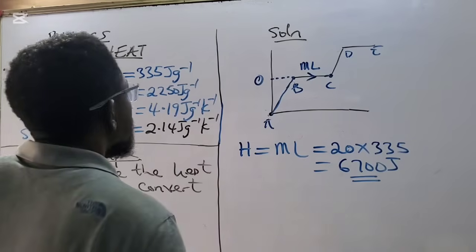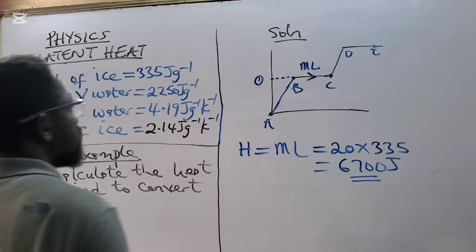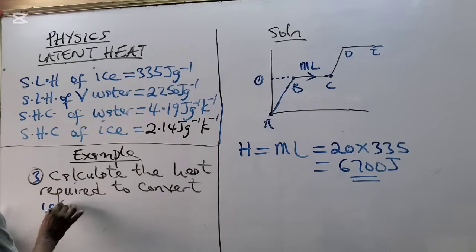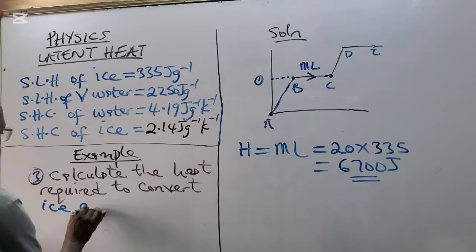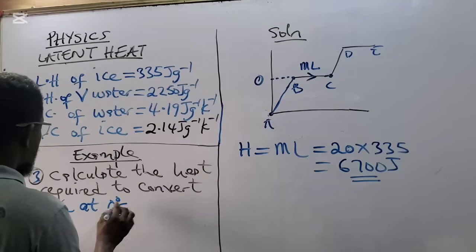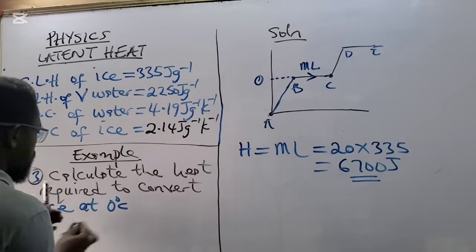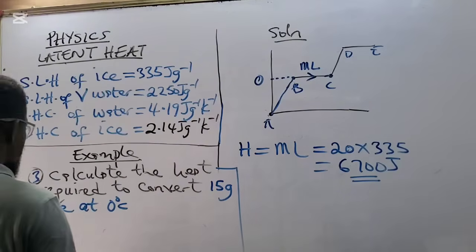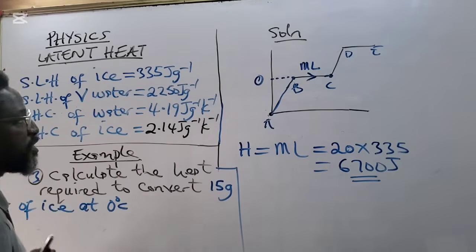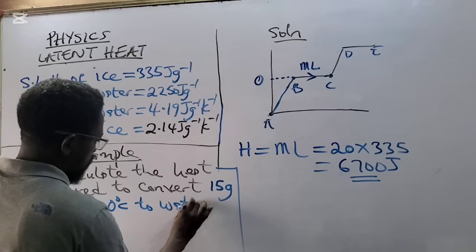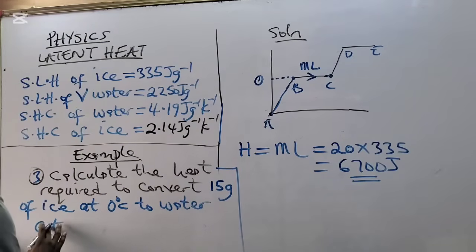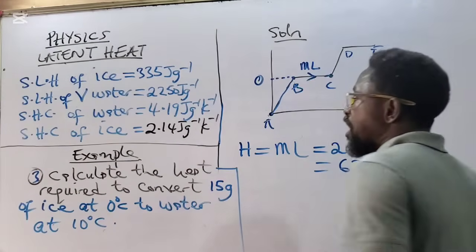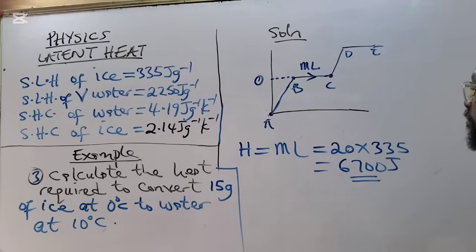Example 3. Let's say calculate the heat required to convert 15 grams of ice at 0 degrees C to water at 10 degrees C. Calculate the heat required to convert 15 grams of ice at 0 degrees C to water at 10 degrees C.